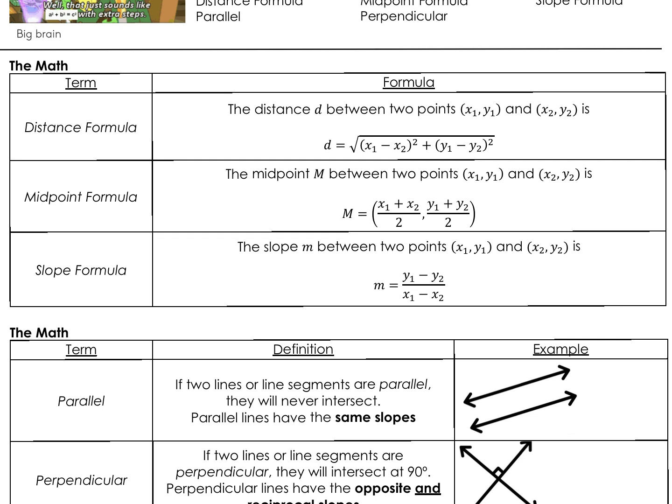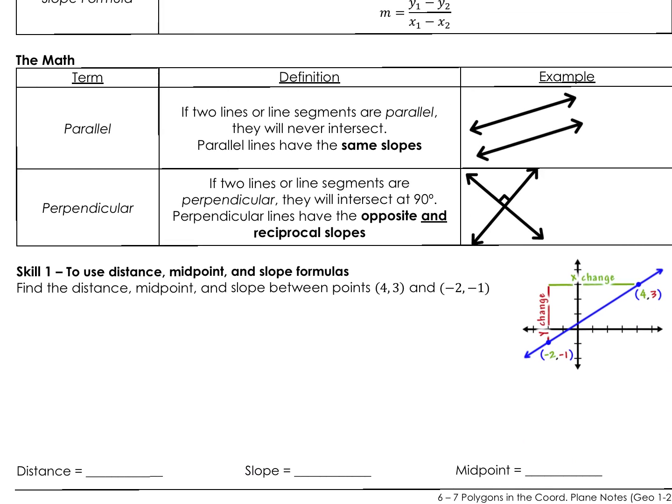So that brings us to parallel and perpendicular lines. So if I have parallel lines, I have the same slope. If I have perpendicular lines, then I have slopes that are opposite signs and reciprocals of each other. But not all perpendicular lines have opposites and reciprocals. There is one specific set of lines that does not.